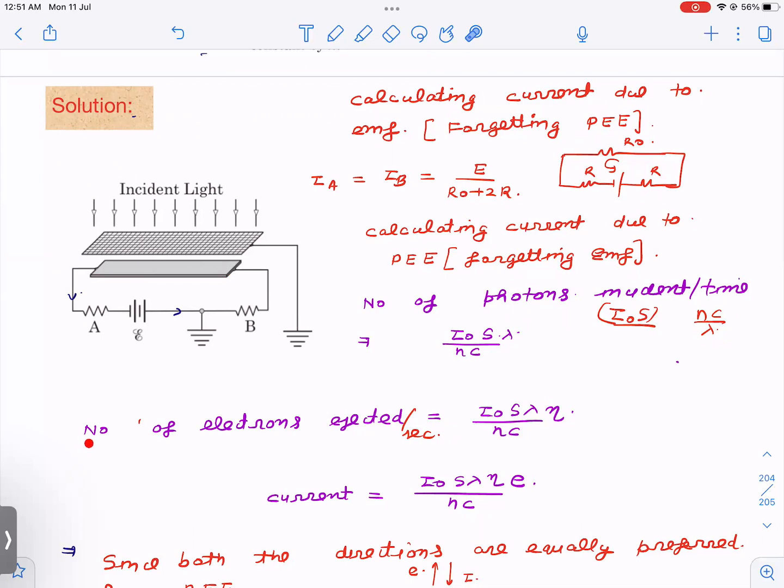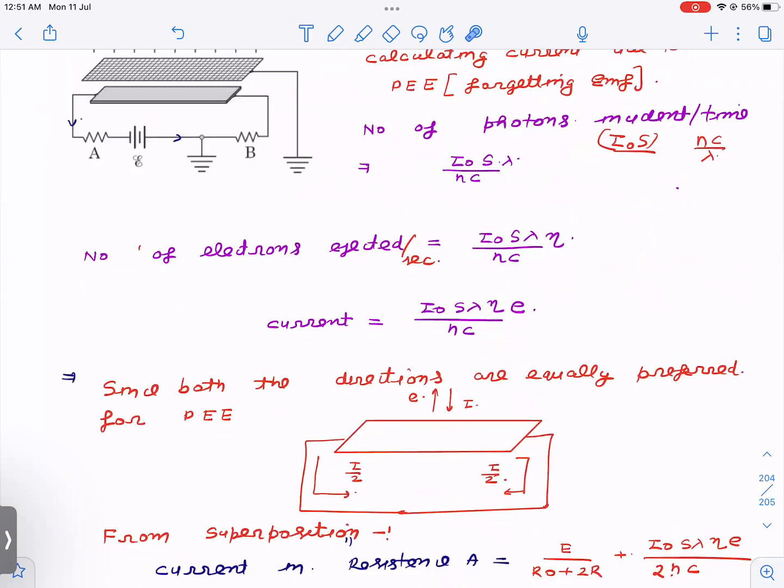Now we have to find out the number of electrons ejected per second. So quantum efficiency is given, eta. So eta times this number of electrons will be ejected in unit time, right? So in 1 second, these many electrons are ejected. How to find current? Number of electrons into the charge of one electron. So this is the current which is flowing like this, right? Electrons are going this way, so current will be opposite to that.